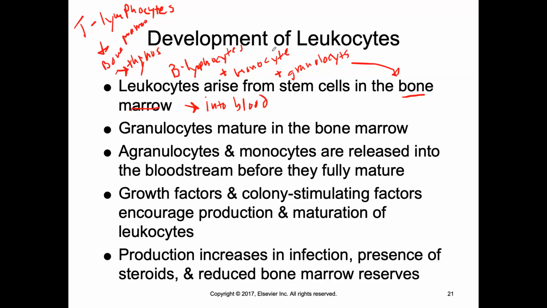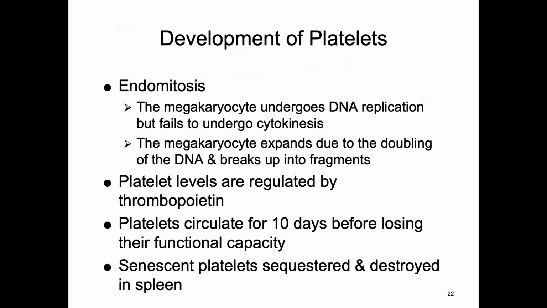Okay. All right. Development of platelets comes from megakaryocytes, right? The megakaryocyte undergoes mitosis, but not cytokinesis. So it gets a huge nucleus and it has these cytoplasmic extensions that extend into sinuses in the red marrow. And then those fragments that break off, they become platelets. Okay. Platelet levels are regulated by thrombopoietin and circulate for about 10 days before losing functional capacity. Senescent platelets are sequestered and destroyed in the spleen.